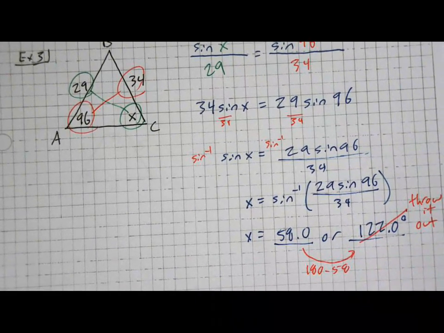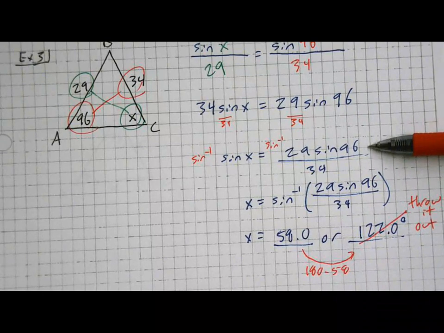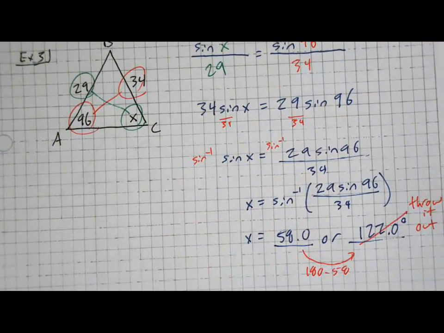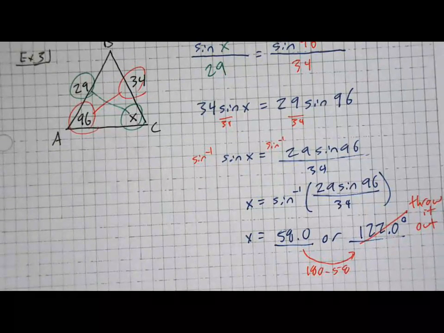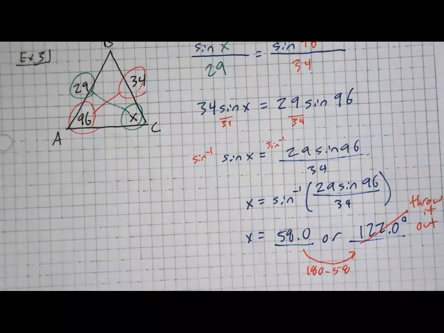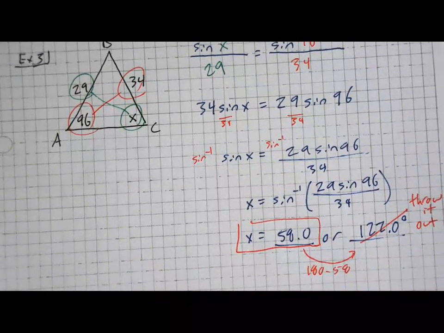It's extraneous. It satisfies this equation and it would satisfy our original equation, but it does not work in the situation that we're dealing with. So for this particular problem, our only value for x is 58 degrees.